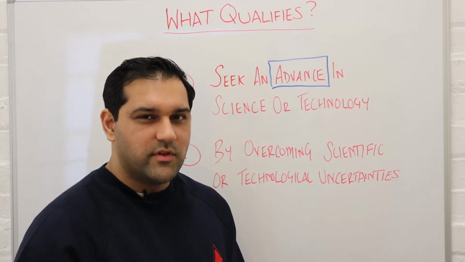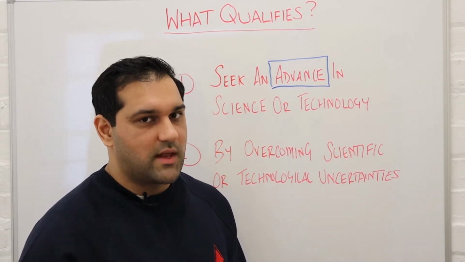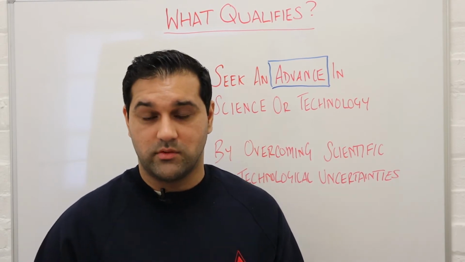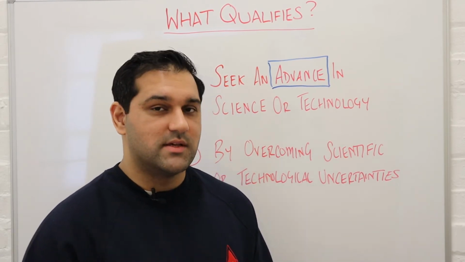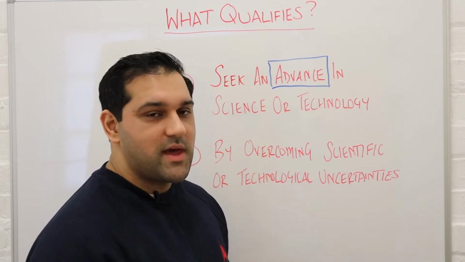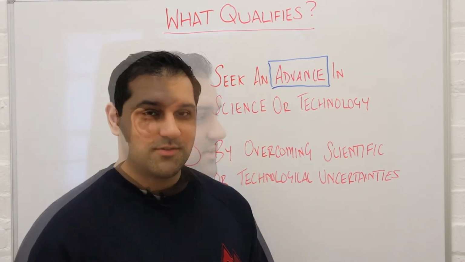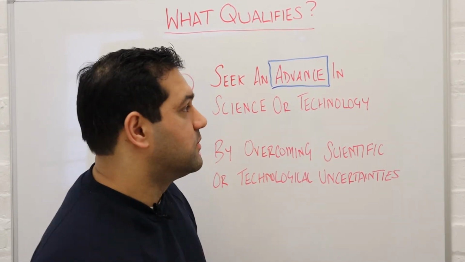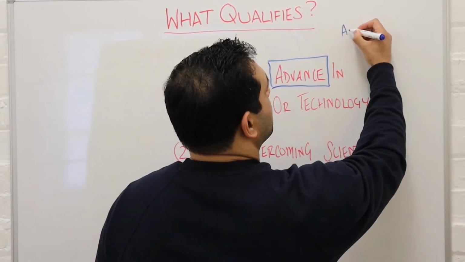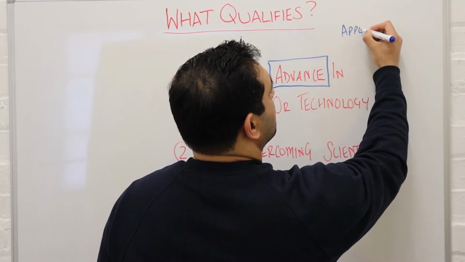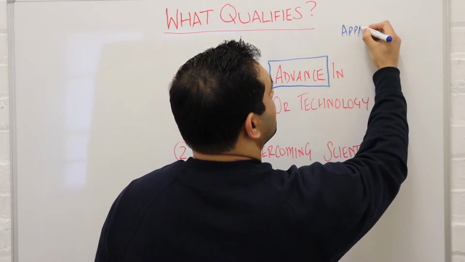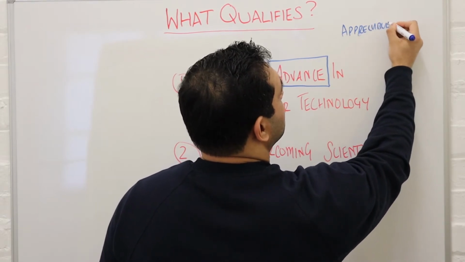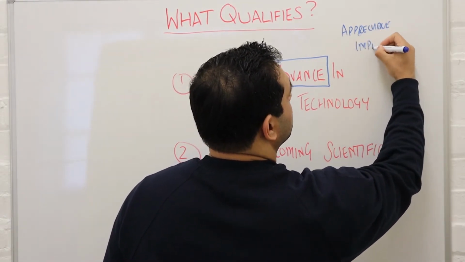And we all kind of know that definition in our own words. But what you all should be more interested in is the other aspects of what is an advance. So the advance could include an appreciable improvement in something. I can't spell appreciable. Appreciable improvement.